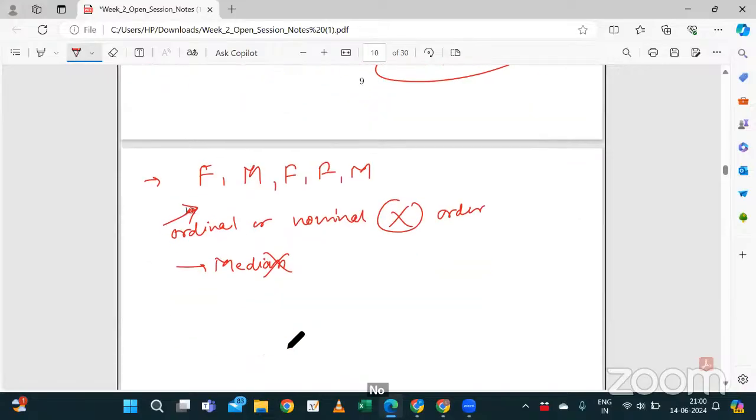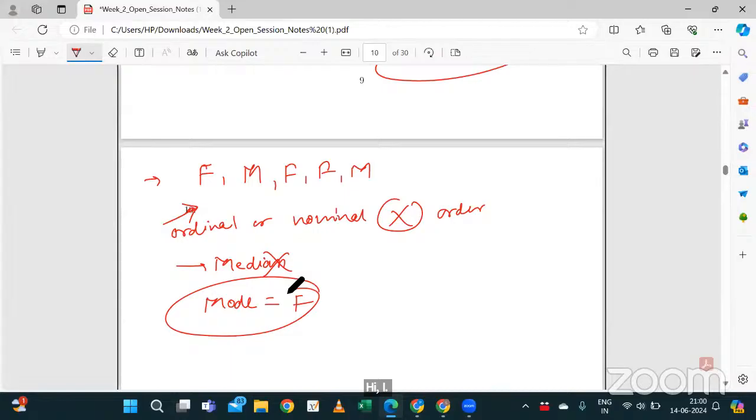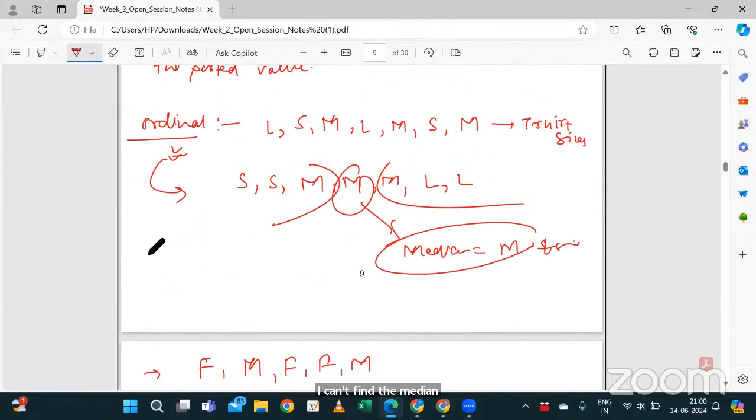But I can find the mode. In the earlier case, what is the mode? It's M. Not male, it's the medium-sized t-shirt.